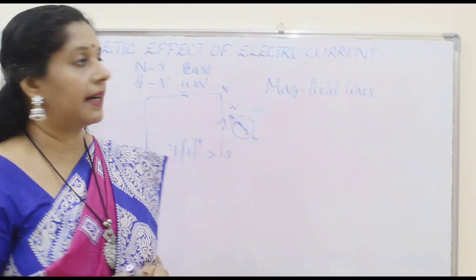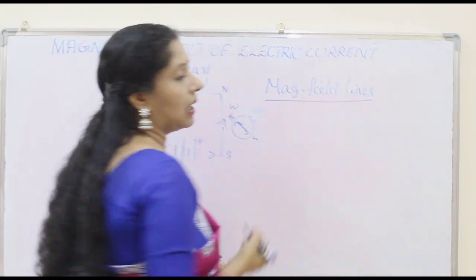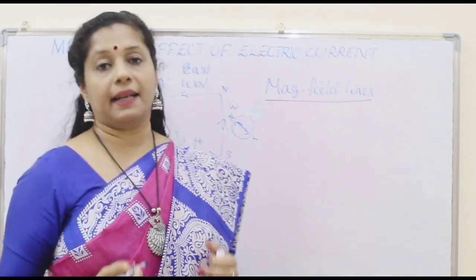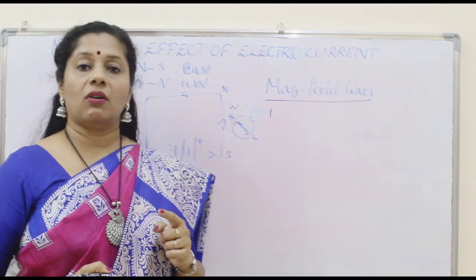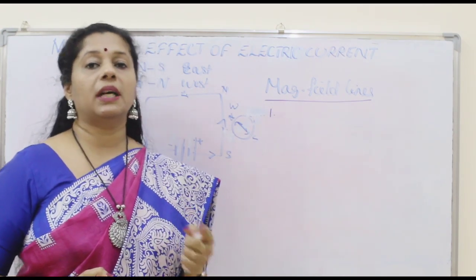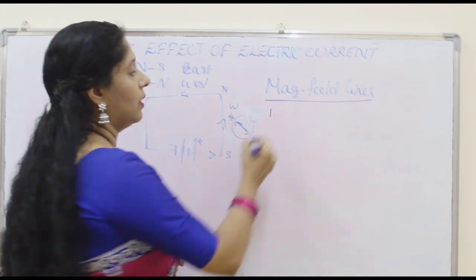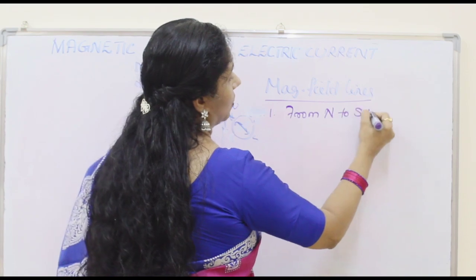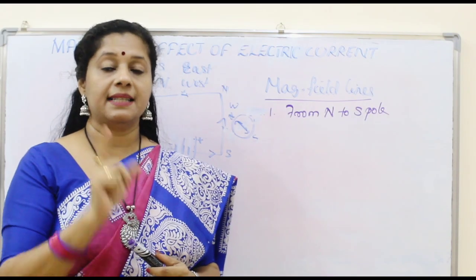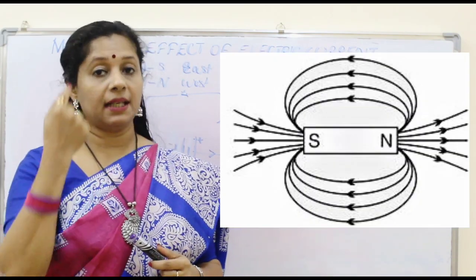When you are drawing the magnetic field lines, you have to know about the properties of the magnetic field lines. The first property of a magnetic field line is it always starts from the north and ends in the south. So from north to south pole.